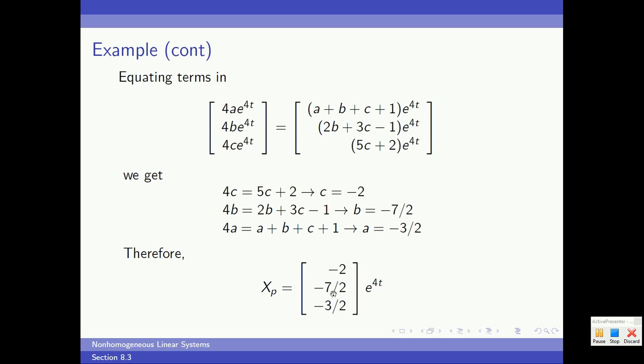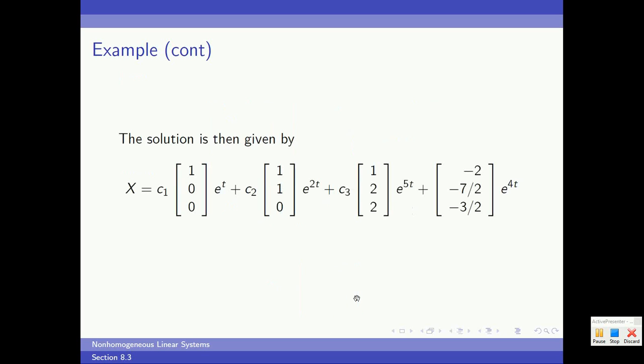So my particular solution is in the wrong order, so the a should be up here. It should be -3/2, -7/2, -2, e to the 4t. So sorry, this is in the wrong order. I'll fix that.